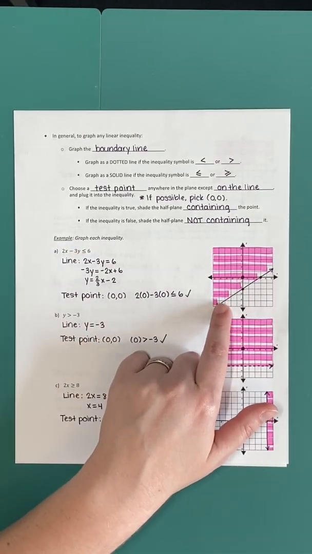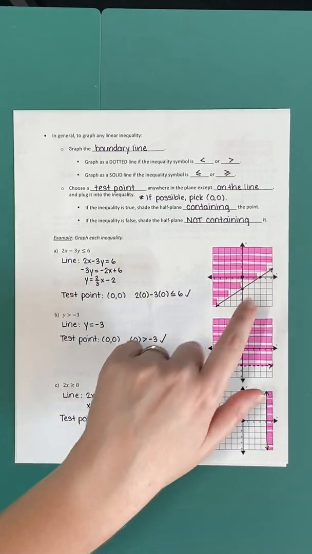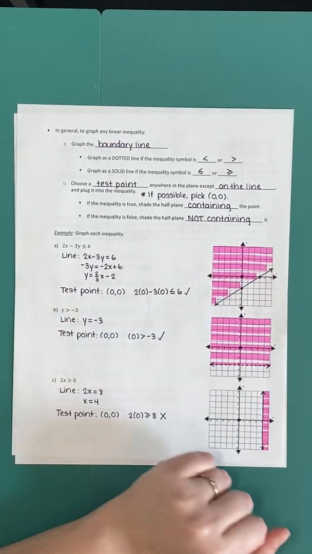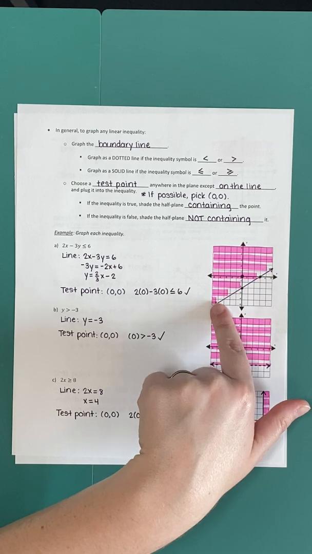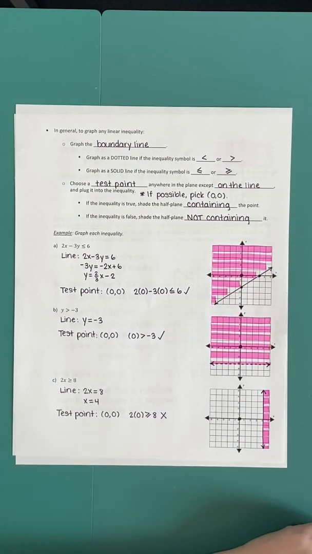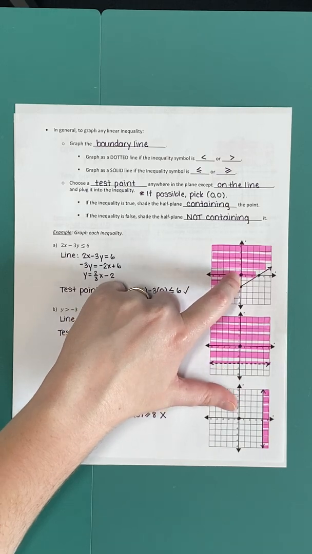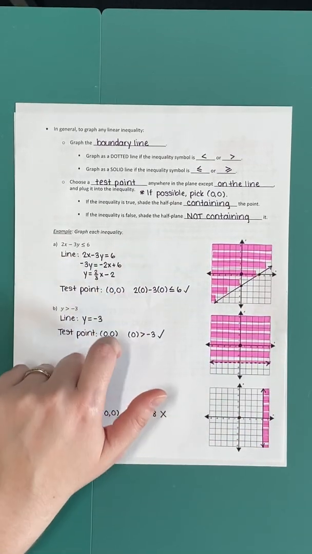Okay, so we have the boundary line. Now we need to determine which direction we would shade. Are we shading everything above it? Are we shading everything below it? I'm going to base that on a test point. So here's my line. I can pick any other point in the coordinate plane as long as it's not on that line. Notice 0, 0, the origin, is not on that line. So I'm going to pick 0, 0 as my test point.